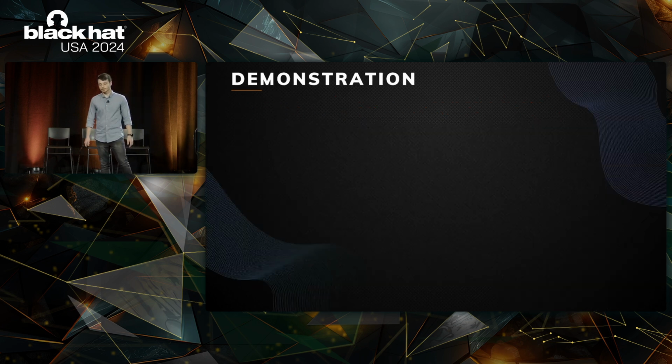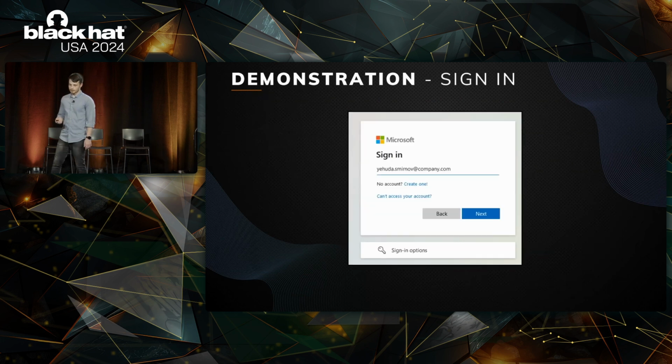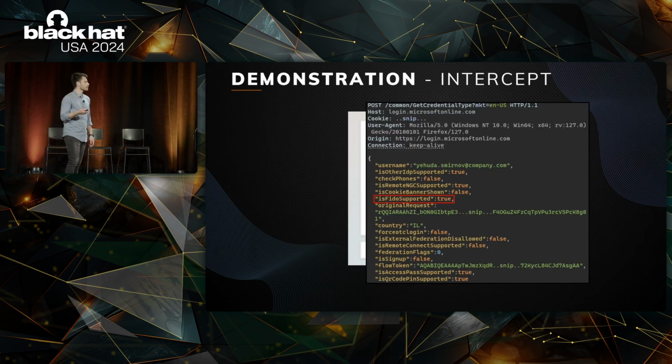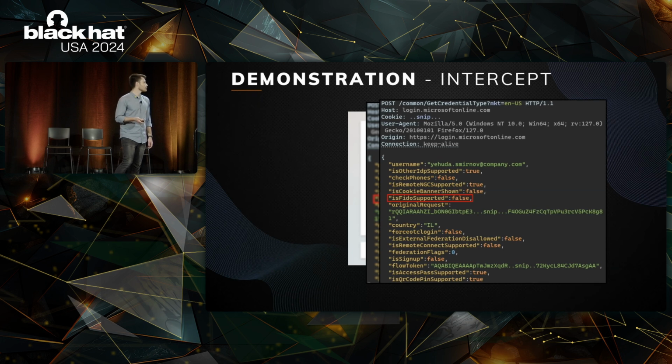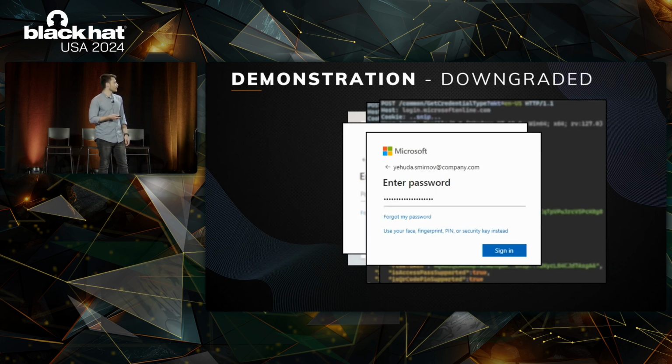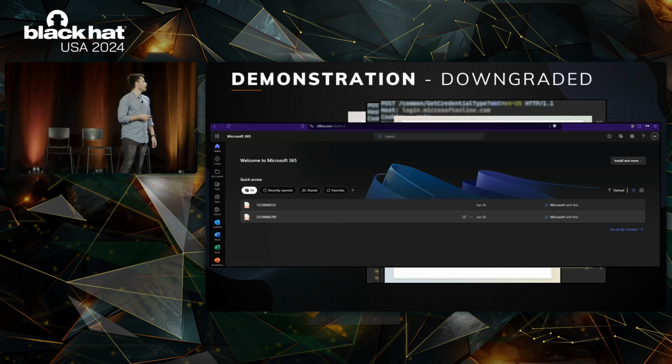So just a quick demonstration, using Burp Suite, a common proxy, we put in our username and then we intercept the request. We see isFidoSupported is true. We swap it to false, and then our authentication gets downgraded. And then we get access to the Entra portal.